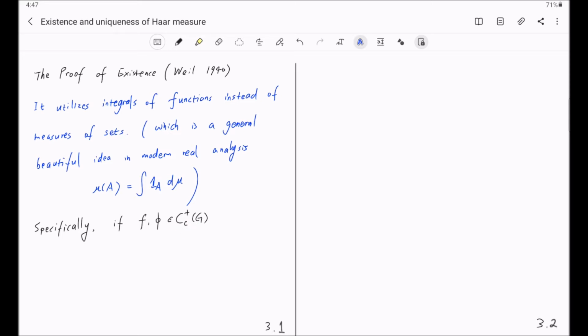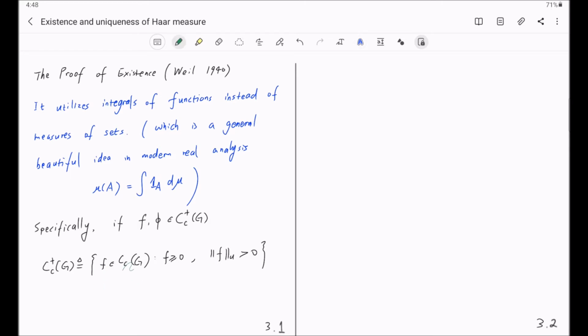this notation means the collection of all compactly supported continuous functions on G that are non-negative and the supremum norm is strictly greater than 0, meaning f is not identical to 0 on G.